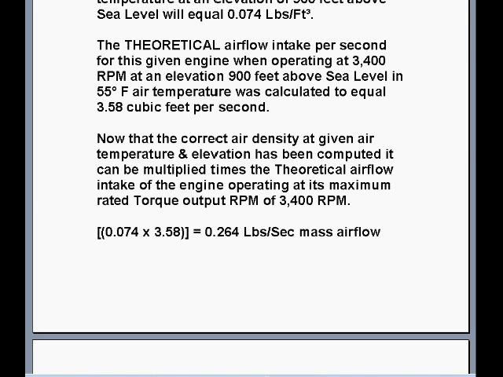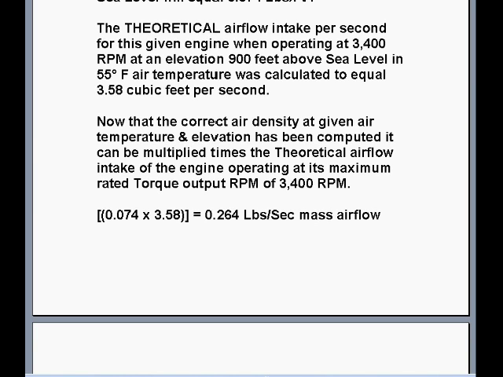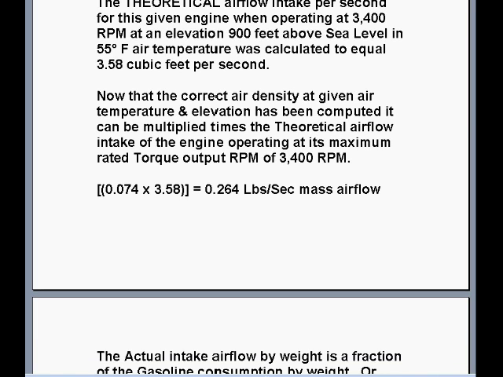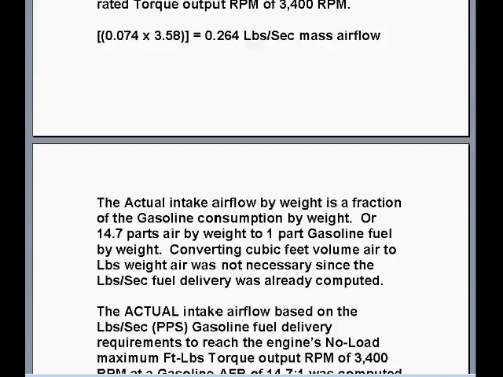Now that the correct air density at given air temperature and elevation has been computed, it can be multiplied times the theoretical airflow intake of the engine operating at its maximum rated torque output RPM of 3,400 RPM. So we take 0.074 times 3.58, that equals a theoretical intake airflow of 0.264 pounds per second mass airflow.